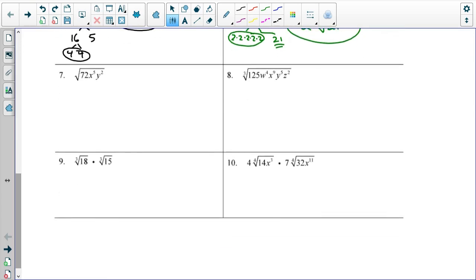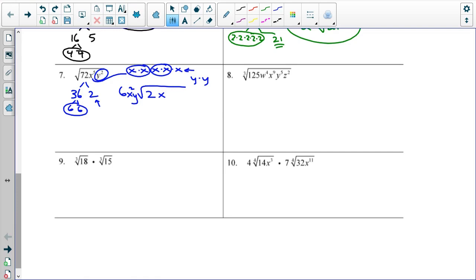Number 7 and 8, we're just going to break down things with variables also. So if I take a look at number 7, 72, the biggest perfect square, since this is a square root, that goes into 72 is 36. So that's 6 times 6. So I'm going to have a 6 on the outside of the radical and a 2 left over on the inside of the radical. X to the 5th is really x times x times x times x times x. I have 2 pairs of x's, both of which can move to the outside. So I have an x squared that can move to the outside, and there's an x that's left over on the inside. Y squared is really y times y, so I get 1 copy of y that can move to the outside. I have no other copies of y that are left on the inside. So my final answer is 6x squared y times the square root of 2x.